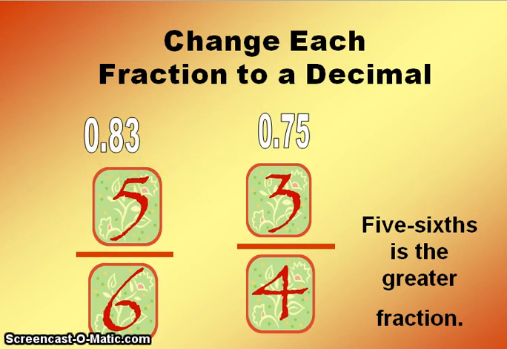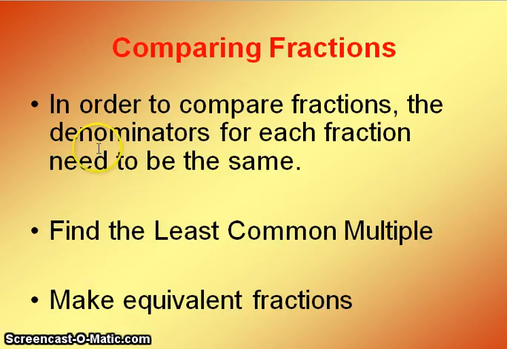All right. I'm just going to jump ahead now to comparing fractions. In order to compare fractions to one another and leave them in fraction form, the denominators for each fraction have to be the same. In order to do that, we have to find the least common multiple and make some equivalent fractions. Once we get them in equivalent fractions, then it's super easy to compare them.